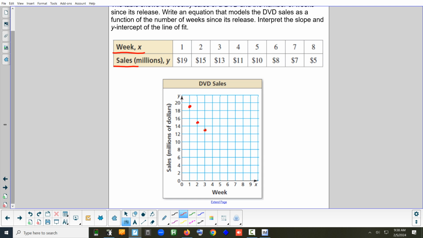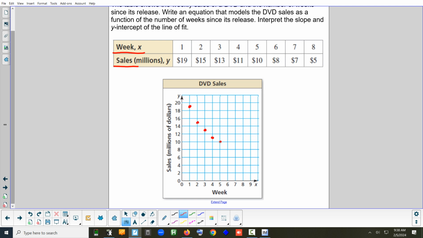Thirteen. So at week three, the movie sold 13 million copies. Okay. Madeline, the next one? 4-11. So 4-11. Okay, you got that one. Evelyn, what's the next one? 5-10. So not as much of a drop there.